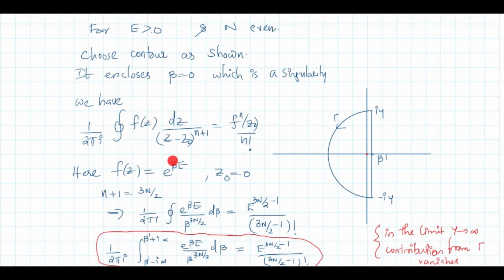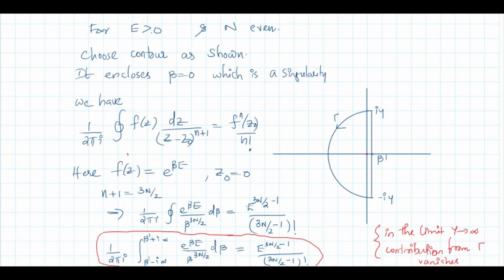In our case, f of z is e raised to beta e, z naught is 0, and n plus 1 is 3n by 2. So this integral becomes 1 by 2 pi i closed integral e raised to beta e by beta raised to 3n by 2 d beta. The right hand side will be f raised to n of z naught. What is that? Taking n derivatives. Here you have to take 3n by 2 minus 1 derivatives, because when the denominator is n plus 1, you have to take n derivatives. So when the denominator is 3n by 2, you have to take 3n by 2 minus 1 derivatives.